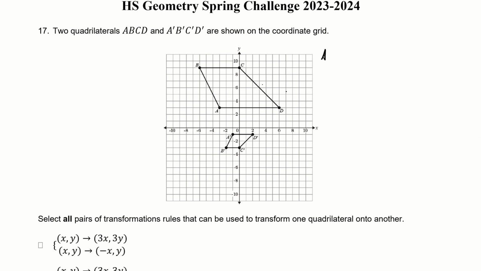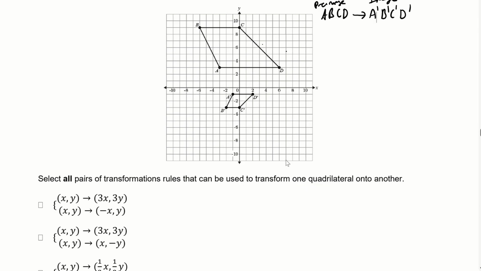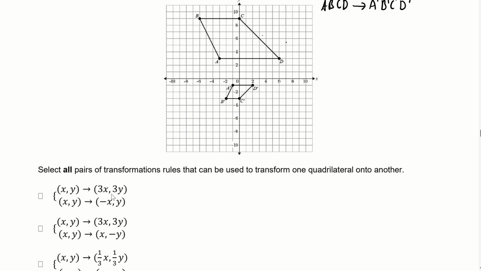So you're going from A, B, C, D to A prime, B prime, C prime, and D prime. This is referred to as the preimage, and this is referred to as the image, the final product. So select all pairs. Let's see if that's true. All we've got to do is apply the rule. Let's pick a point to use. Let's use the point D. D has to go to D prime.